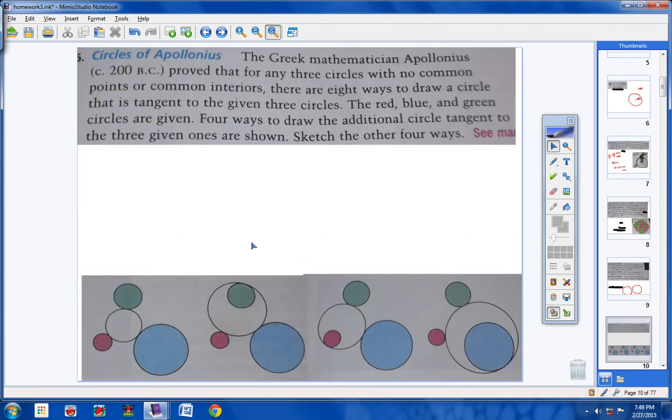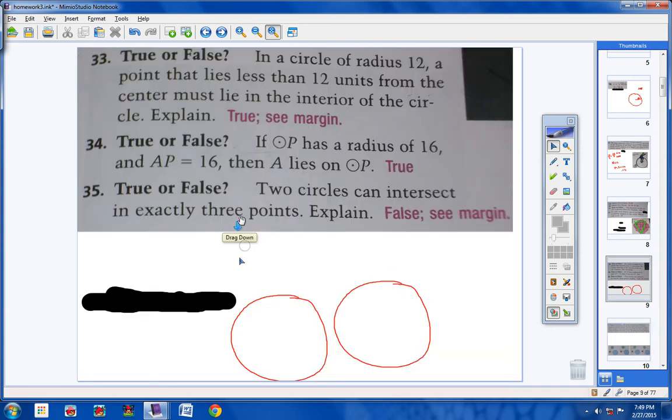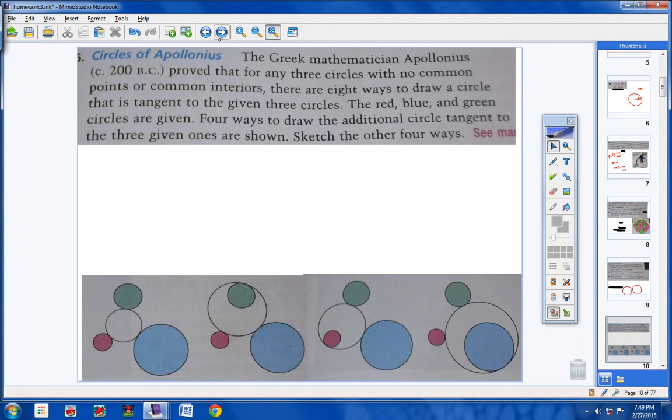Okay, moving on to number 35. It's kind of a trick problem here, 36. It was proven that for any three circles with no common points or common interiors, there are 8 ways to draw a circle that is tangent to the given 3 circles. The red, blue, and green circles are given. 4 ways to draw the additional circle tangent to the 3 given ones are shown. So it says sketch the 4 other ways. To be honest with you, it's kind of a problem I want you to think about a little bit and try it on your own, but I'll try to do them for you real quick.